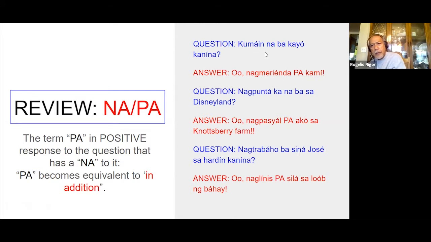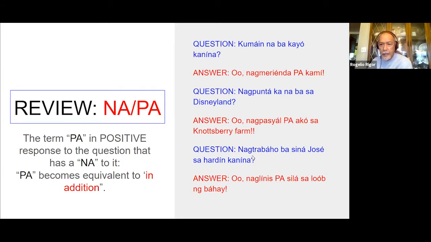So everything has a na, right? And then of course, the pa in affirmative, what does it mean? It means in addition to. So you use a different action, right? So you say, did you eat already earlier? Yes, we even had merienda. Did you go to Disneyland already, right? And it has to have a na. So you answer, yes, we even went to Knott's Berry Farm.